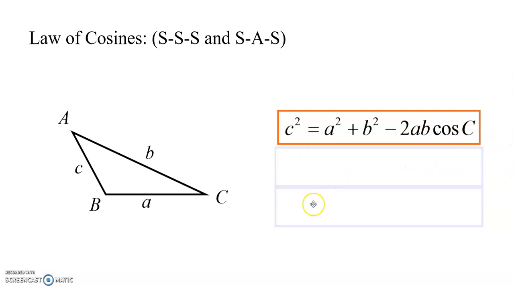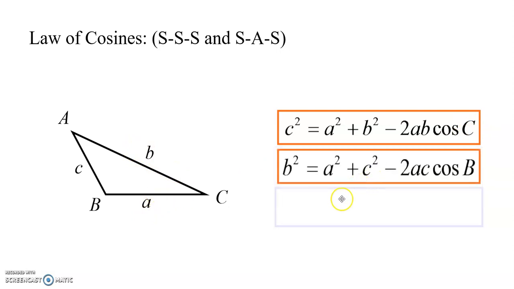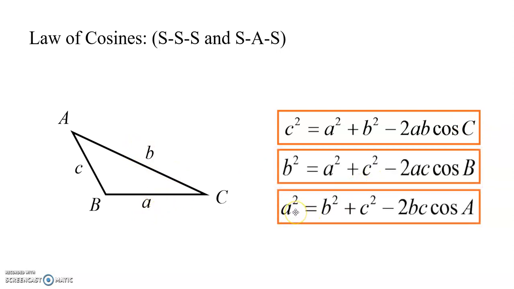But there are actually two other versions of the same formula because you might want to rearrange things. This version is good if you want to try to find side length C, or if you know angle C. But let's say you're trying to find side length A. Well, then you might want this version right here. Or if you know angle B, you might want this version right here.